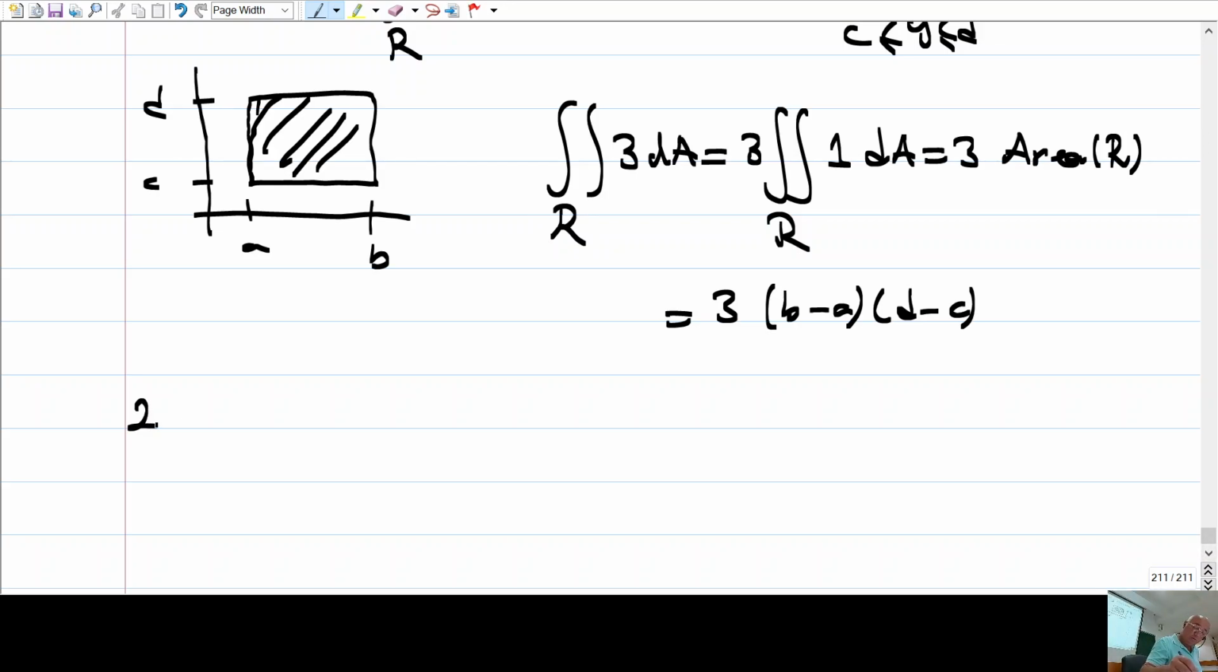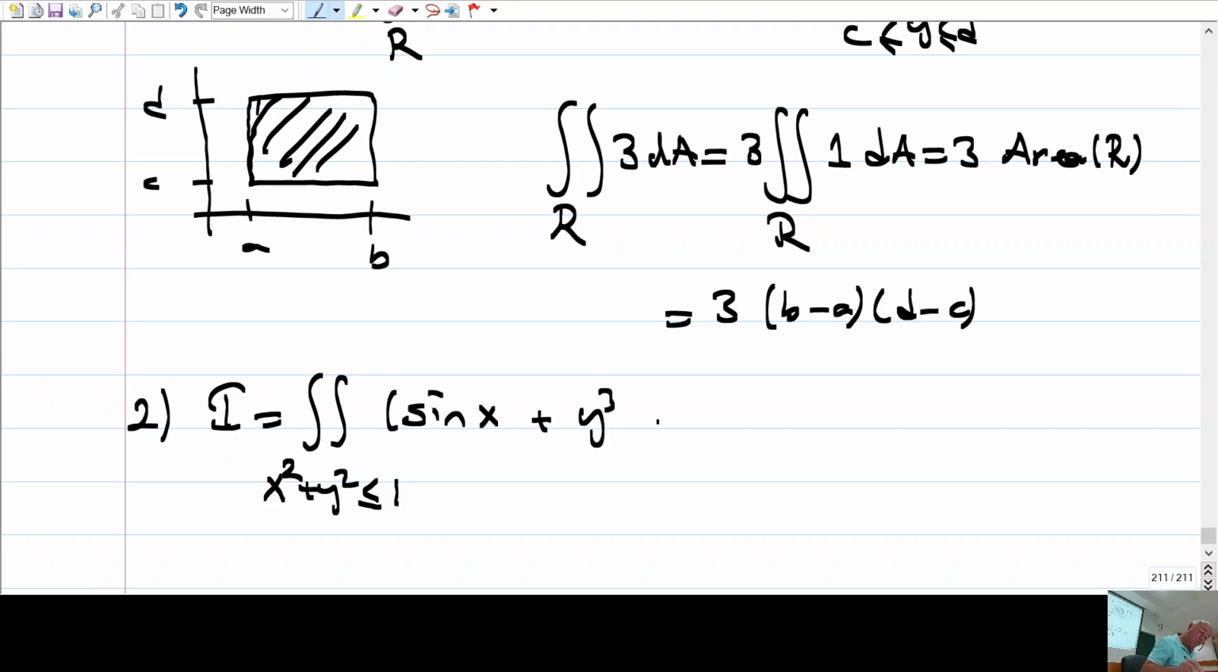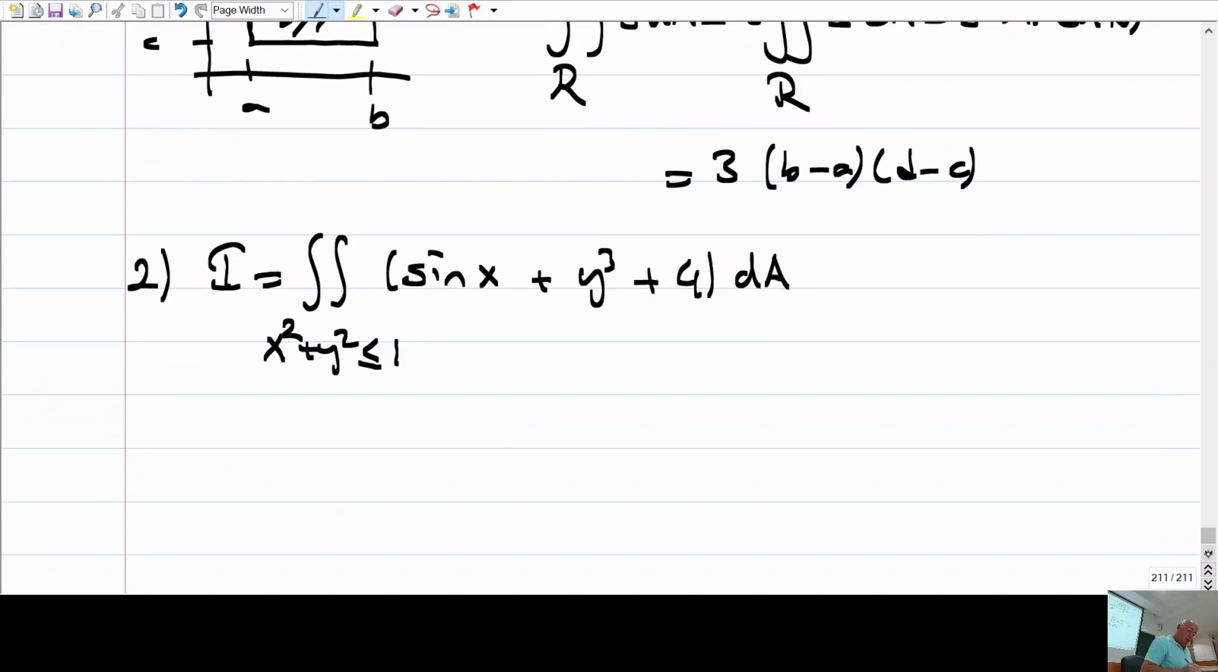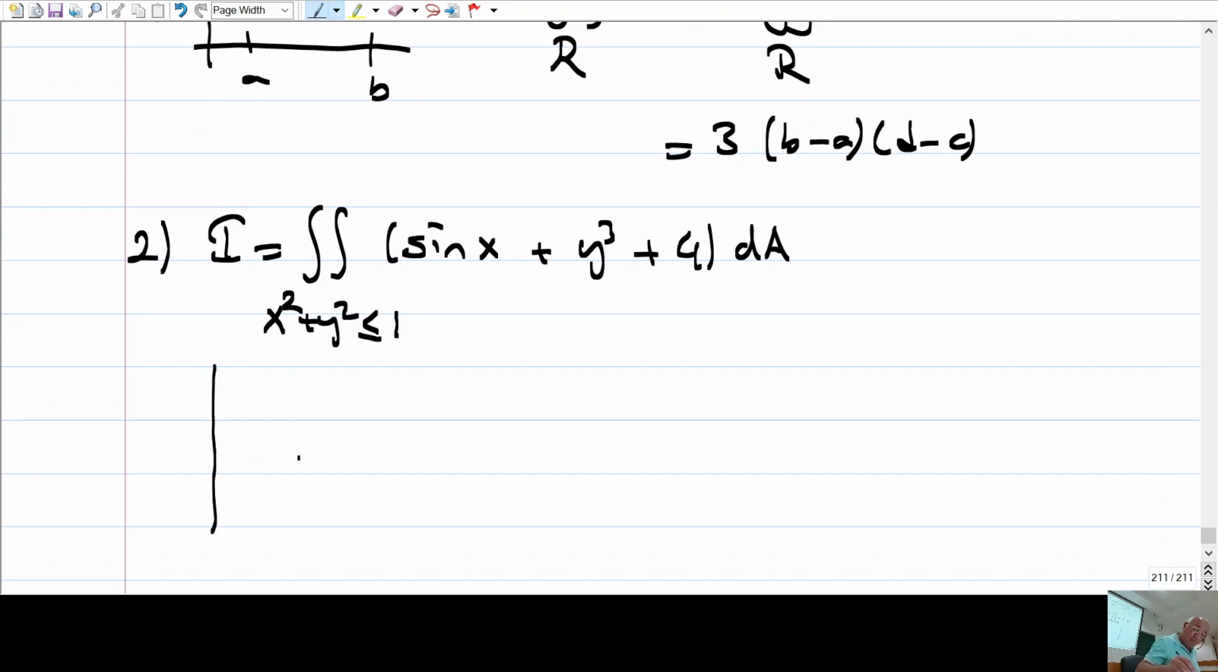Let me do this one. Let me call that integral I over this region, which we represent like this, of the function sine x plus y cubed plus 4 dA. So the region is the disk of radius 1. Okay, it's this disk, and we would like to compute this integral.